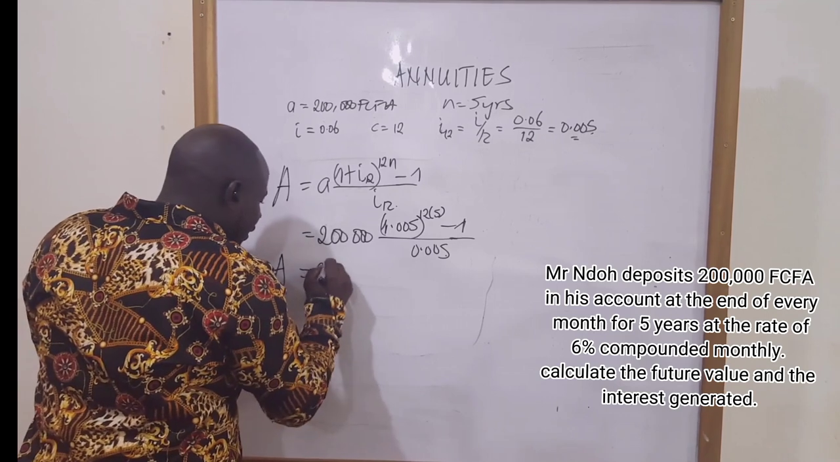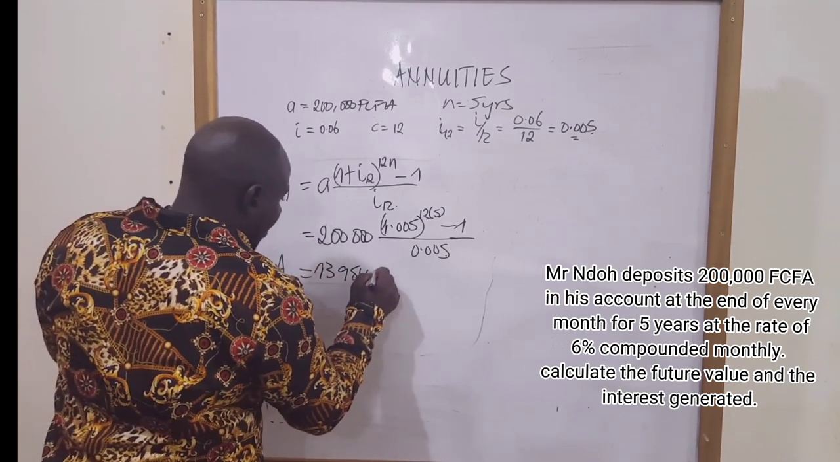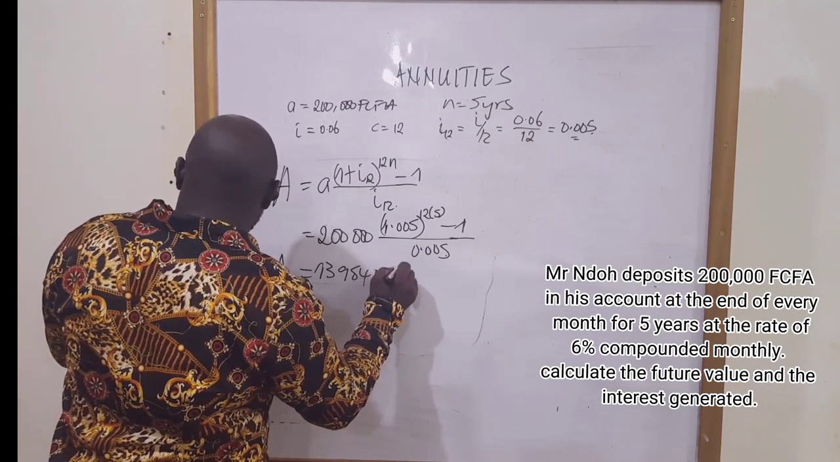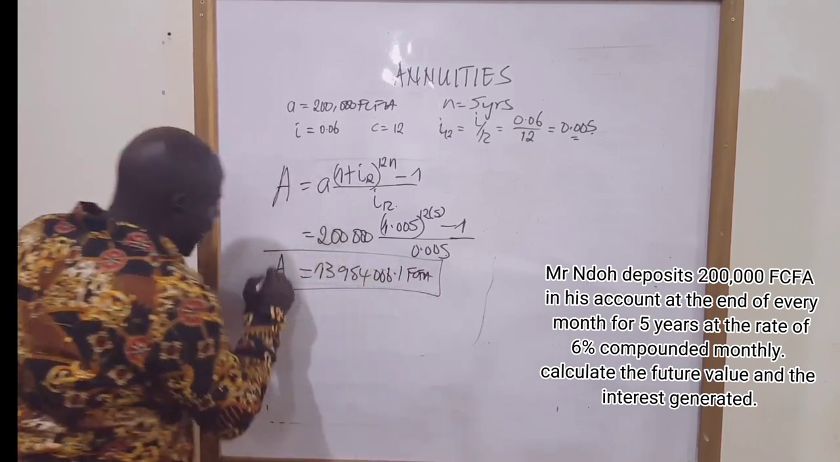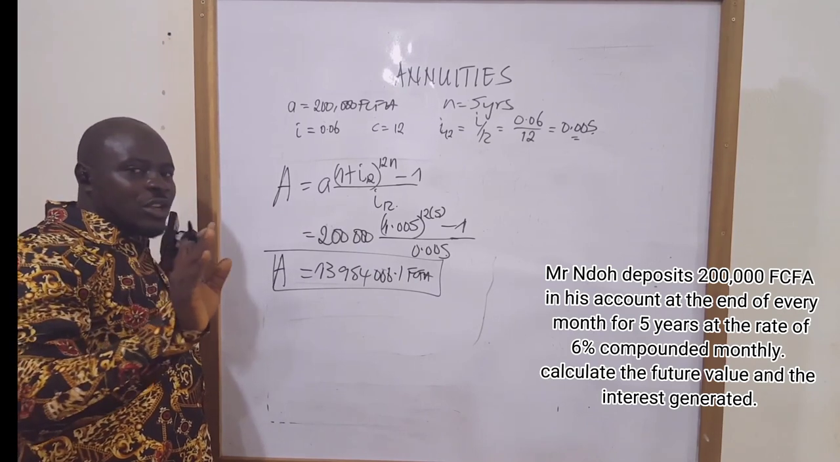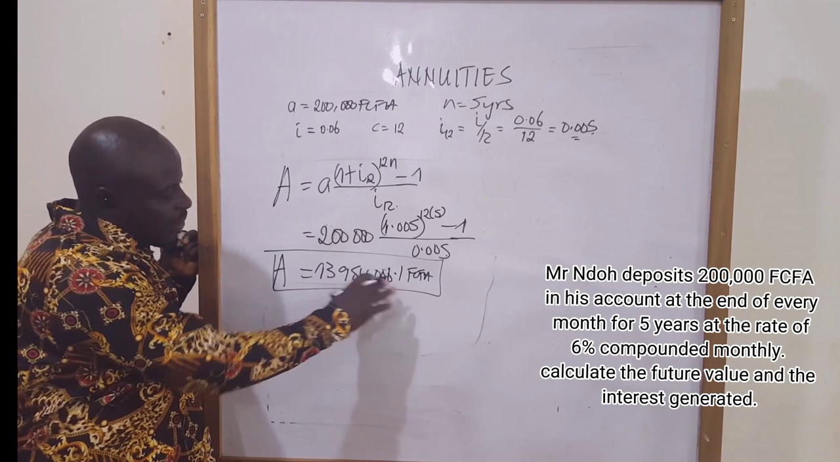30,954,006.1 francs CFA. You see, in 5 years, if you are making a monthly deposit of 200,000 francs, the total amount that you have acquired is this.